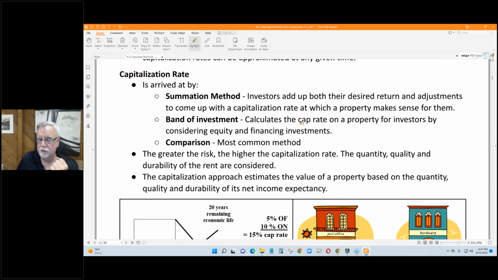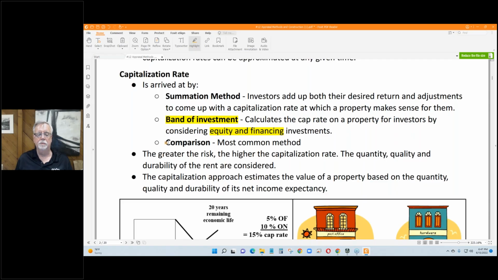So capitalization rate could be determined by many different methods, but there's the summation method. I have an example coming up. Investors add both their desired return and adjustments to come up with a cap rate. The band of investment looks at equity and financing. All right.